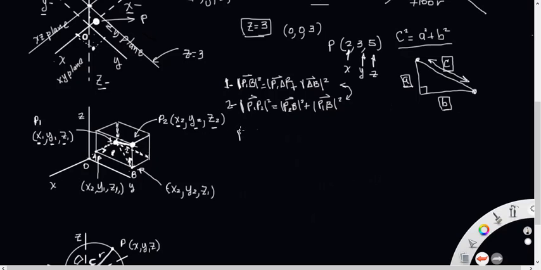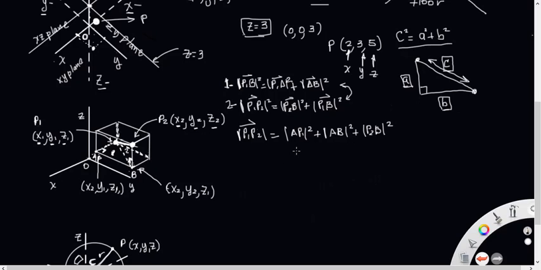So if we combine these two formulas together, and take a closer look at our triangles, we can see that P1P2 squared equals AP1 squared plus AB squared plus P2B squared. If you take a closer look, you can verify that AP1 is the distance from here to here, AB is the distance from here to here, and P2B is the distance from here to here.